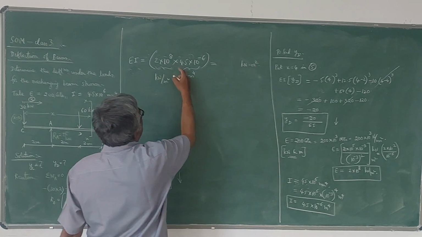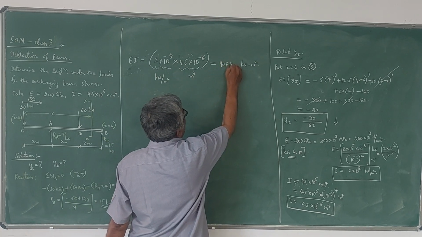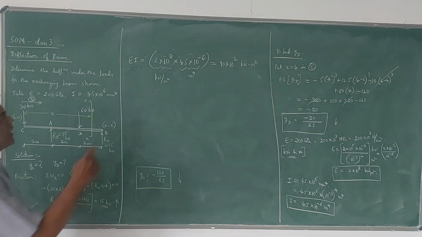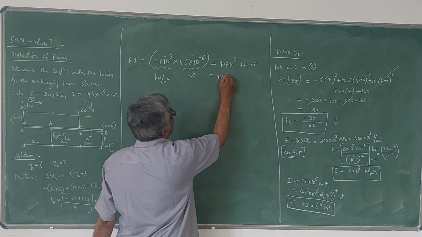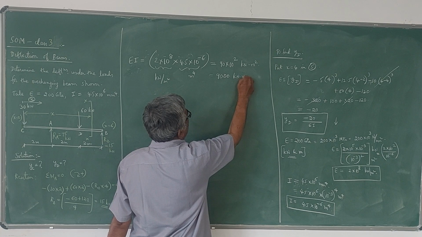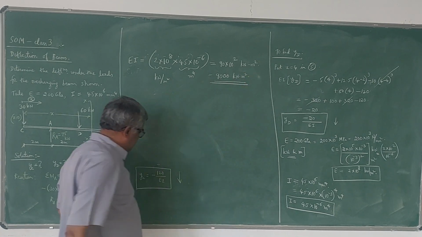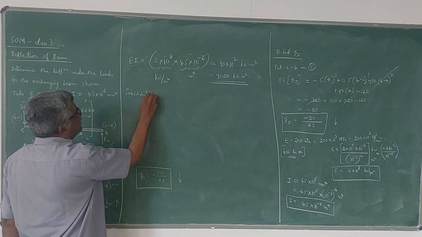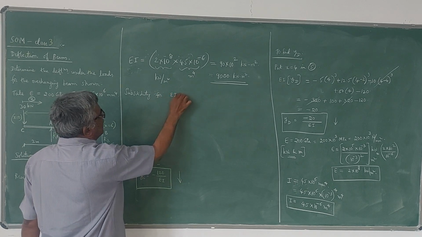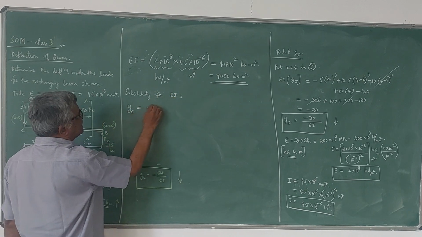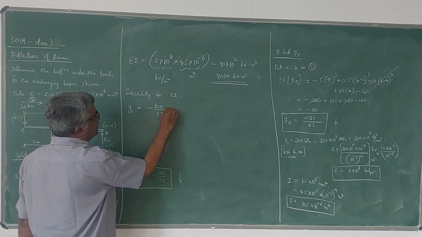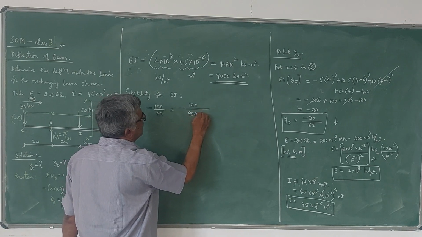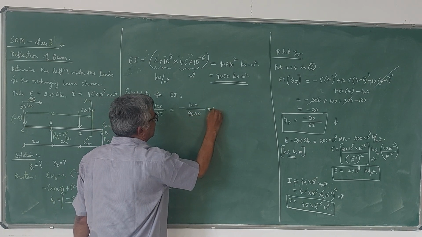So the value will be 90 into 10 square. You can see 45 into 2 is 90. 10 power 8 into 10 power minus 6 is 10 square, so you can take it as 9000 kilonewton meter square. So this is the value of EI. We have to substitute here. So therefore, substituting for EI, what we will get YC is minus 120 divided by EI, which is minus 120 divided by 9000, in meter.